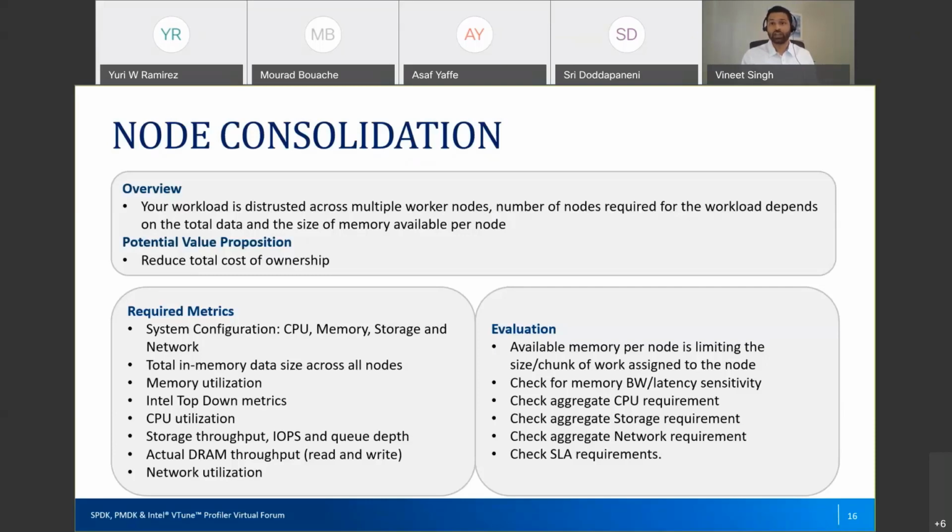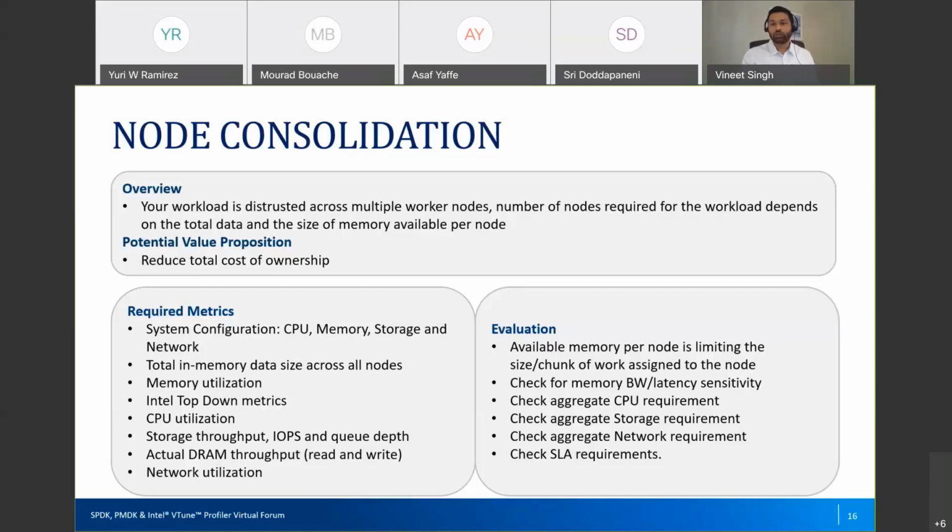That's your first check. The second check, just like in the previous case, is that you need to find out if your workload is bandwidth and latency sensitive or not. In the case of PMM, you need to have a workload which is not heavily sensitive to bandwidth and latency, since it has lower bandwidth and higher latency compared to DRAM. So that's the second check you need to do.